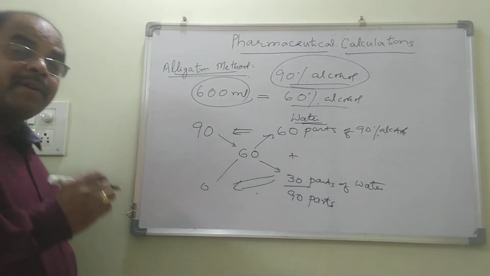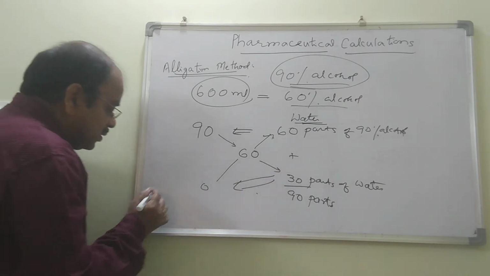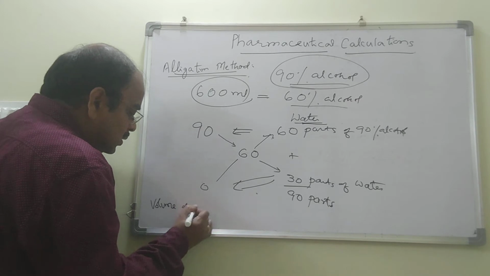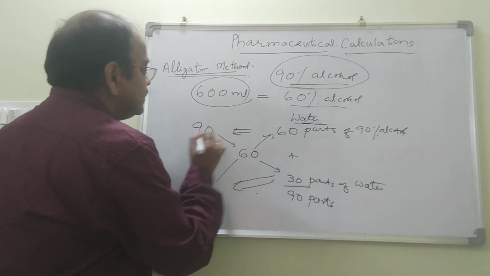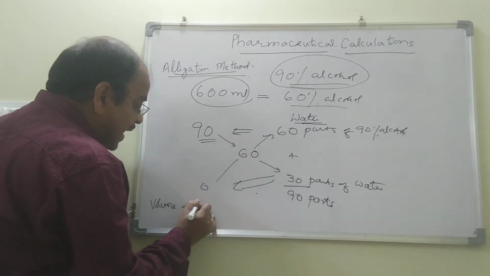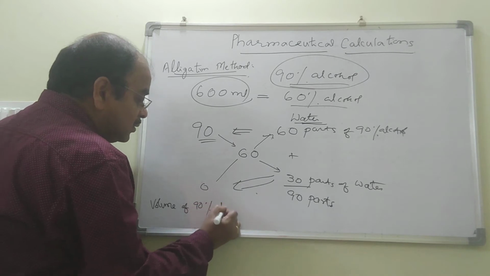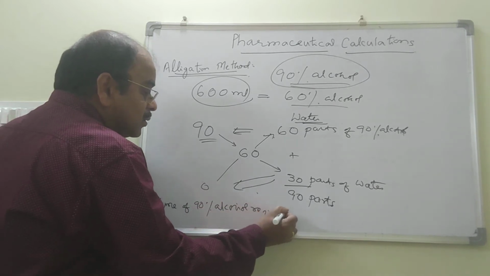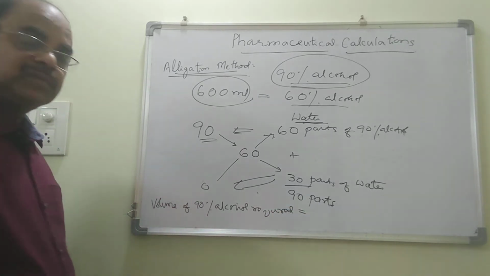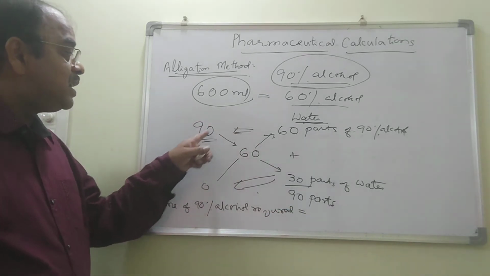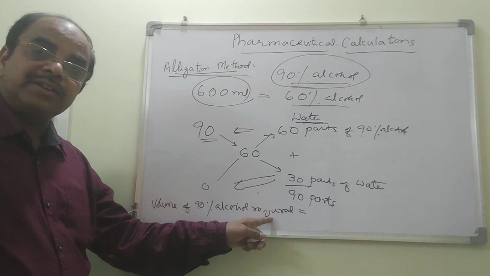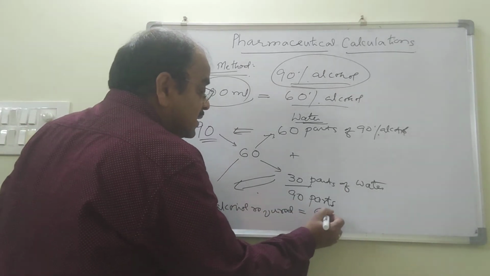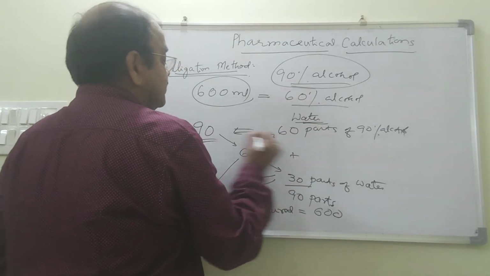Now, how many ml do you have to prepare? Write down: volume of, what is the first one? 90% alcohol required is equal to how many ml you have to prepare? 600 ml.